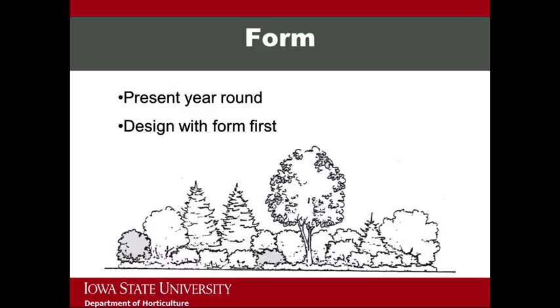Again, form is present year-round. In this image, you can see many deciduous and evergreen plants. Because this landscape was designed with strong form, you can still picture what it would look like in the winter, even though the deciduous plants are going to lose their leaves.